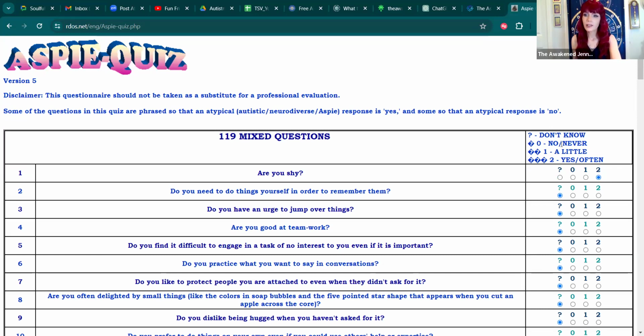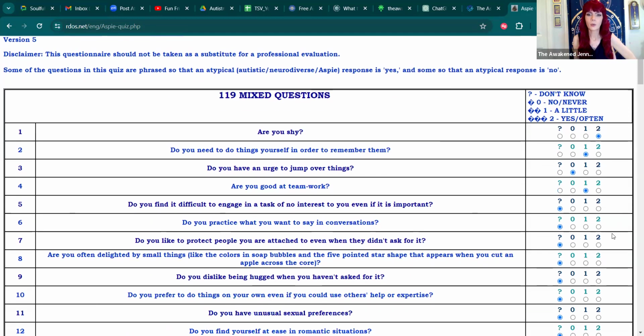We're going to answer these with either I don't know, 0 is no or never, 1 is a little, 2 is yes, often. Okay, so do you need to do things yourself in order to remember them? Usually, yes. I like to hear it, see it, do it. So I'm going to put a 1 on that. Do you have an urge to jump over things? I do not have an urge to jump over things. Are you good at teamwork? I think I can usually be good at teamwork. So I'm going to put a 1 on that.